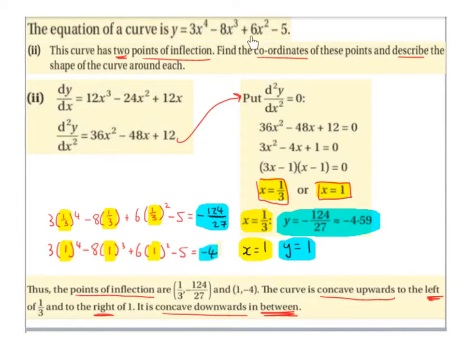And then we substitute x equals 1 into, again, our original function. So we swap each of these x values for 1. So 3 times 1 to the power 4 minus 8 times 1 cubed plus 6 times 1 squared minus 5 is equal to minus 4. So when x is equal to 1, y is equal to minus 4. Thus, the points of inflection are (a third, minus 124 over 27) and (1, minus 4). So the curve is concave upwards to the left of a third and to the right of 1. It is concave downwards in between.